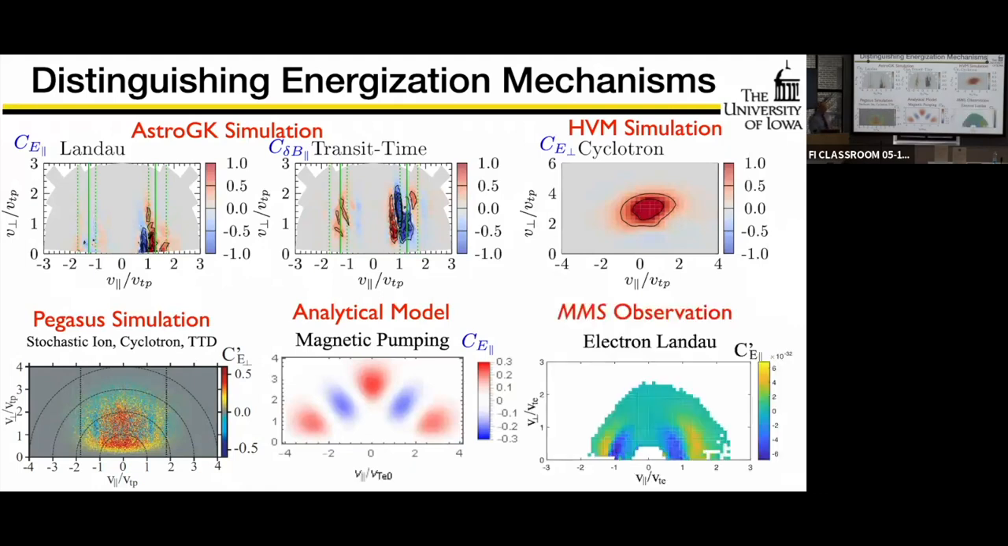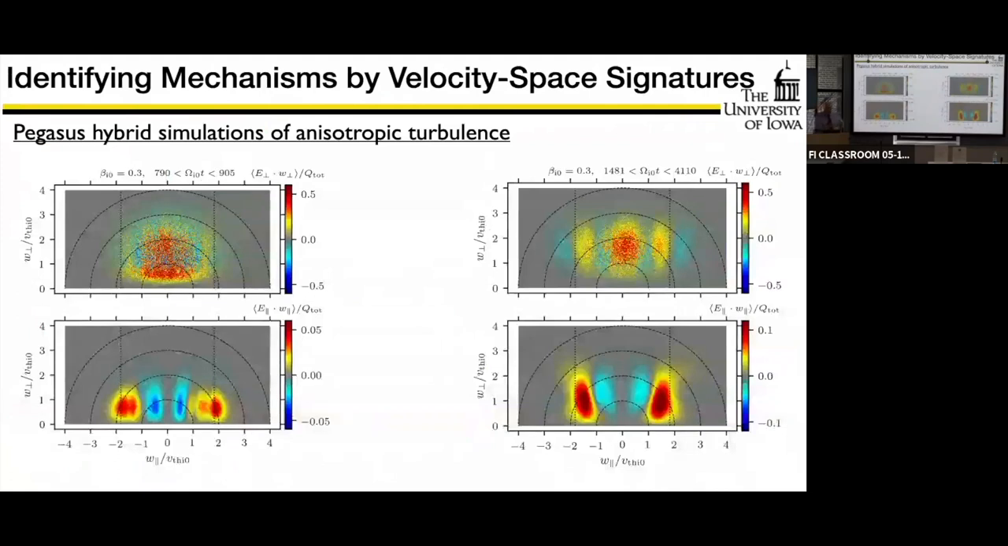And then finally, I can look at electron Landau damping. This is actually from a spacecraft observation. And what we see again is this bipolar signature about what turns out to be the resonant velocity for kinetic Alfvén waves in this system.